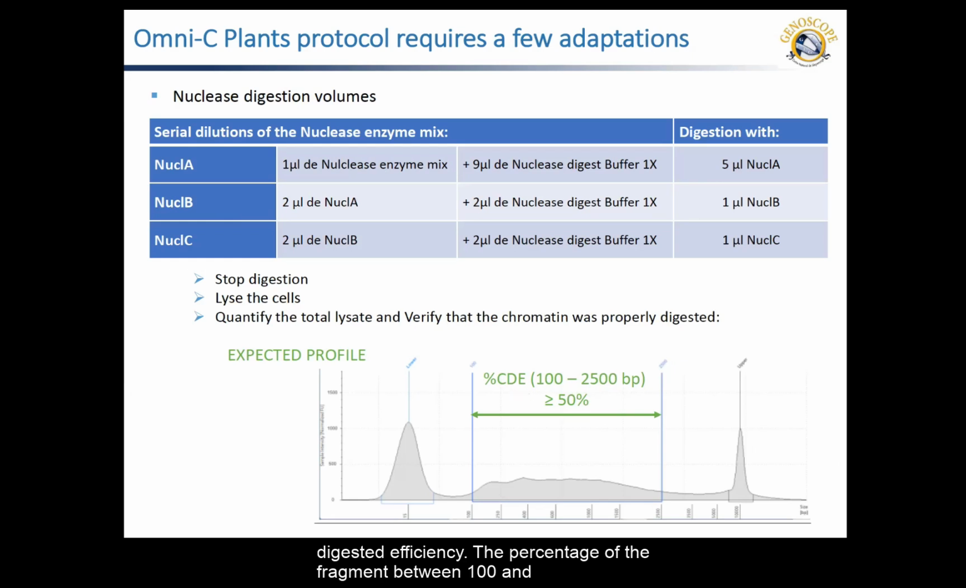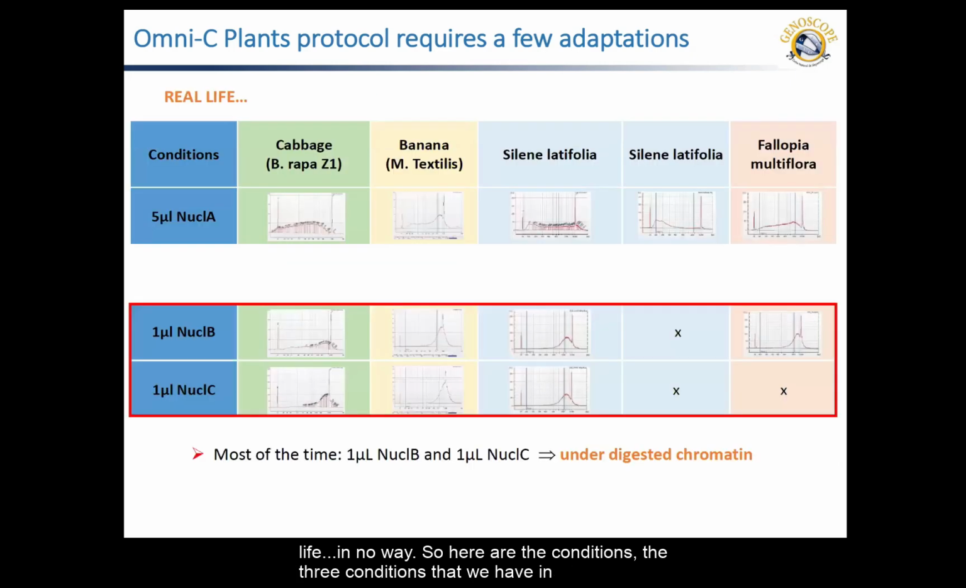Yes. The percentage of fragments between 100 and 2,500 base pairs should be more than 50%. So that is the expected profile, and then there is real life in the way. Here are the 3 conditions that we have in the protocol, and here are the many different plants we used.